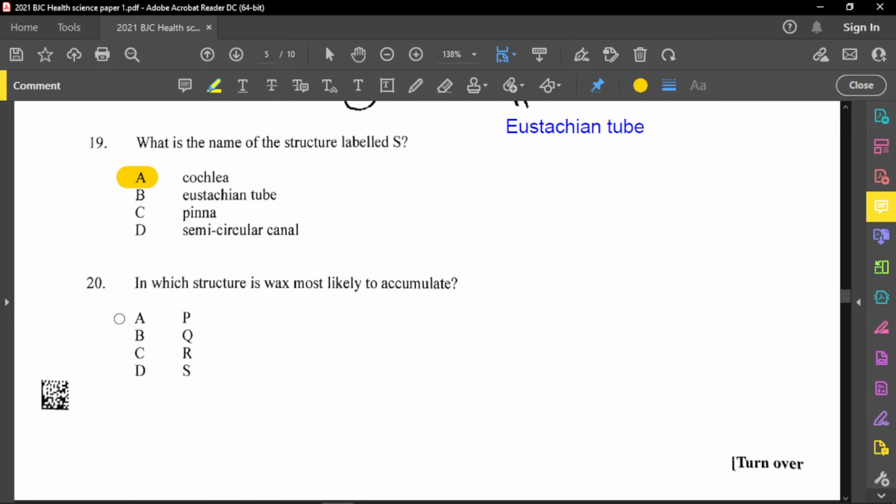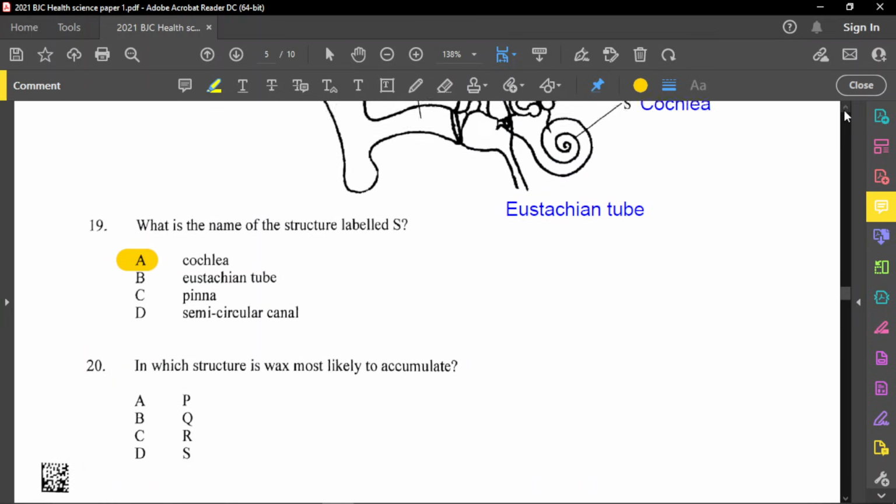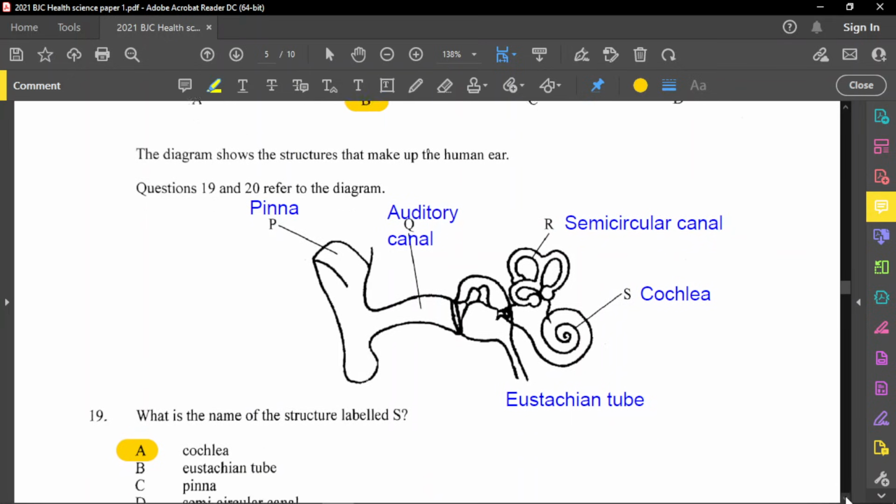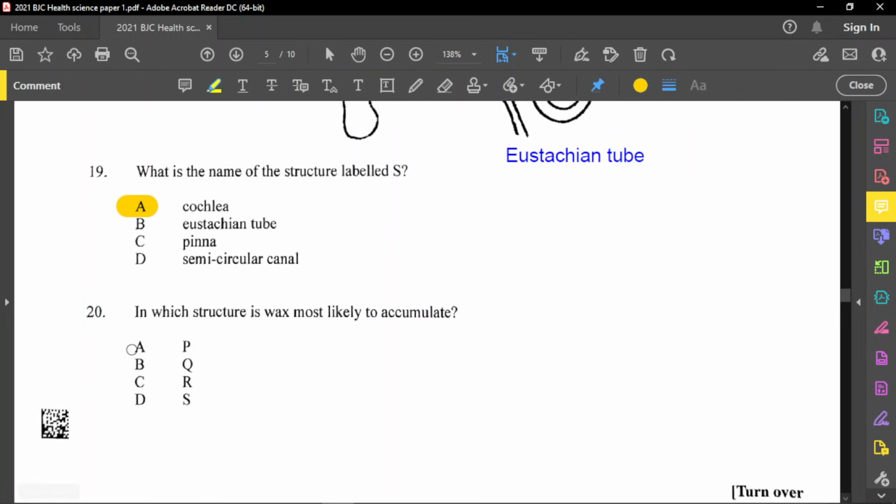So 20 is going to be, let's go back. I think I missed, what letter was that? Okay, P. So that is letter P, which is A. All right. So you'll see it there in your pinna.